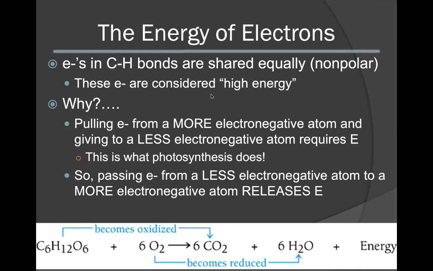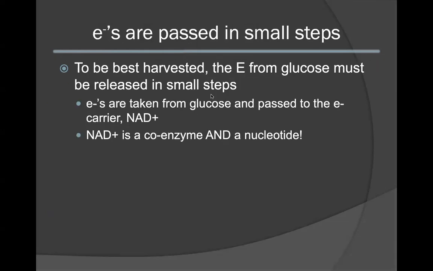But overall, when you're passing electrons from a less electronegative atom to a more electronegative atom, so let's say we are passing them to something like oxygen, this typically will release energy, and this is what we see in our aerobic respiration pathways. Remember, in these pathways, we're going to see the hydrogen atom as the electron carrier, specifically in the form of the hydride ion. In metabolism, these electrons are going to be passed to other molecules in a series of small steps. This allows for the cell to optimally harvest the energy from this process.